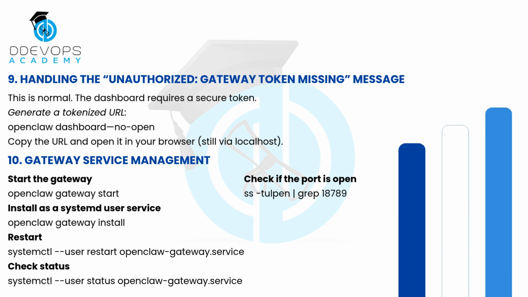You can start the gateway, install it as a systemd user service, restart it, and check its status with systemctl. Finally, confirm the port is open using the ss command. These steps ensure your gateway is running securely and reliably.